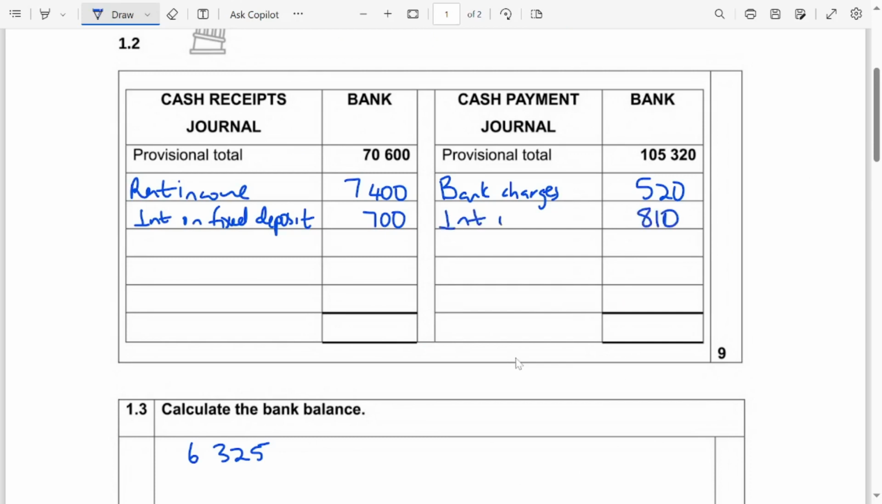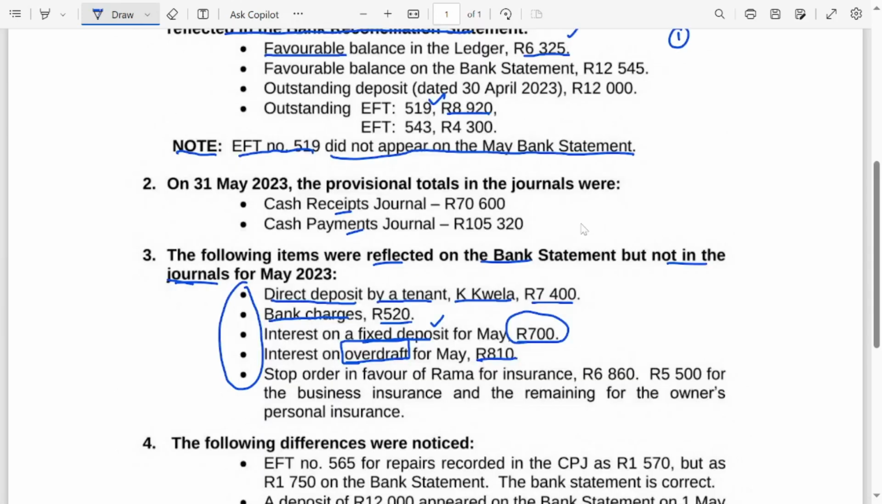Interest on overdraft. Stock order in favor of Rama Insurance, 6,860. Then they said 5,500 for the business insurance, and the remaining is for the personal insurance. So if it's for the personal, that is a drawing.